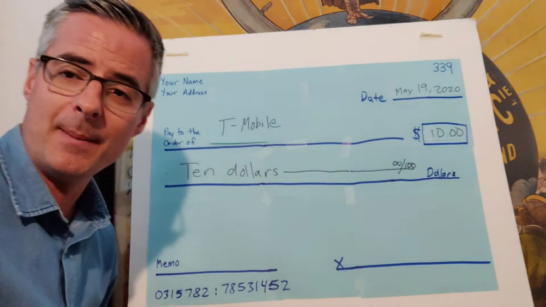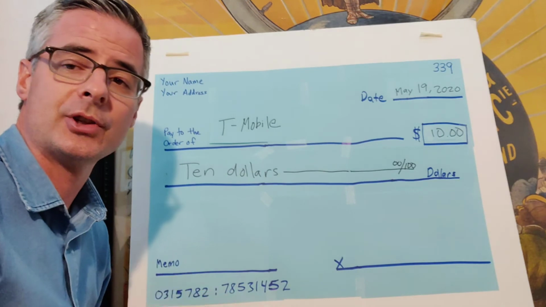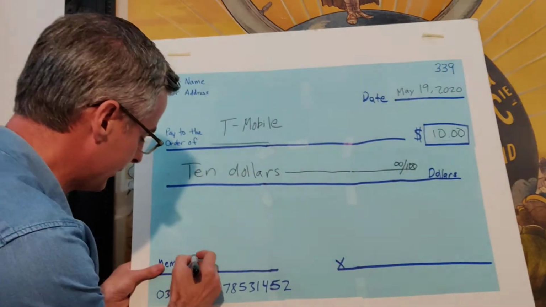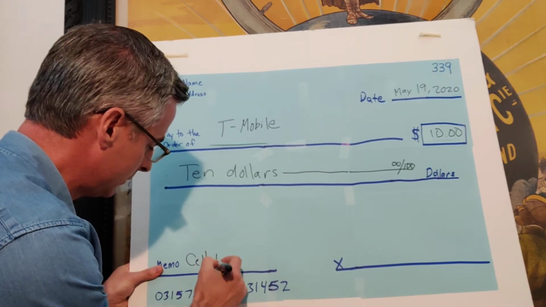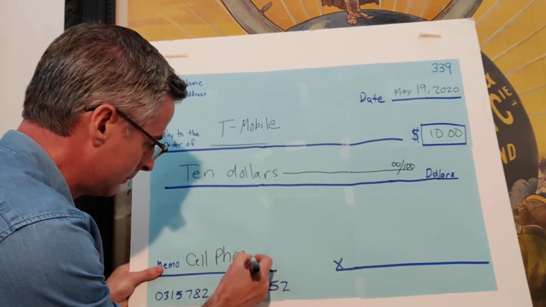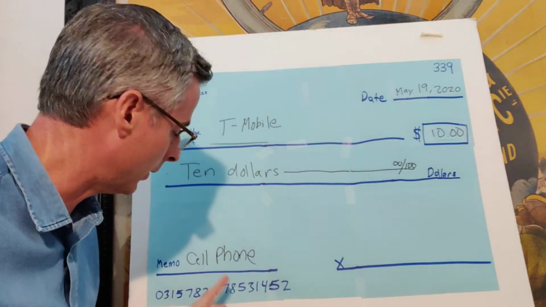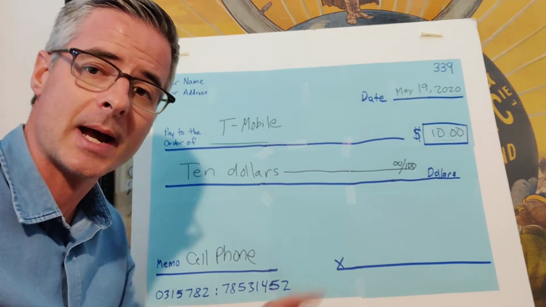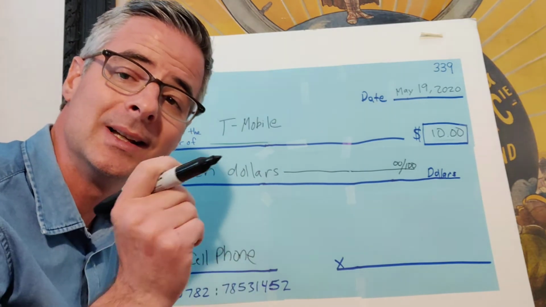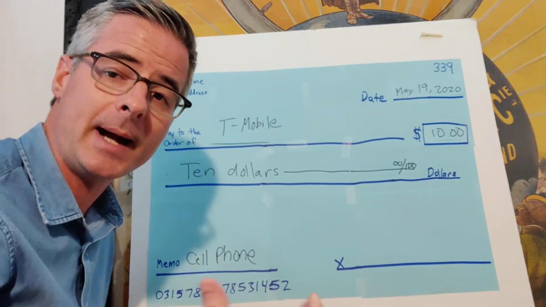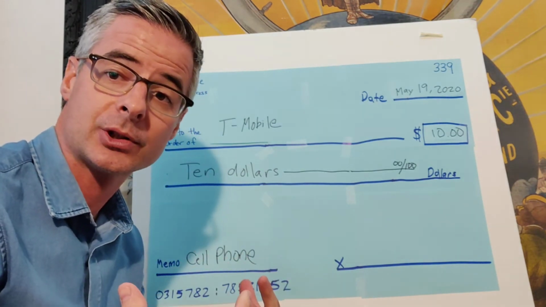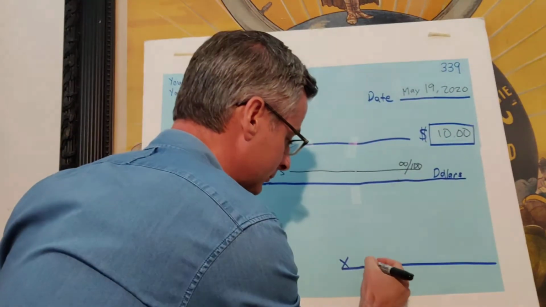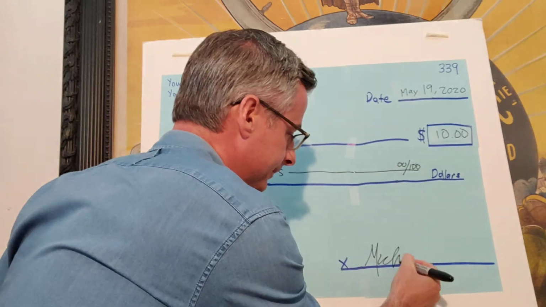You write it out just like that. Okay, so for the memo, remember, it's what the check is for. So it's for my cell phone bill. So I'm just going to write cell phone. Okay, so we know what it's for. And then the last thing we got to do, we got to sign our name. And you want to sign your full legal name, right? So my name is Michael Nash, okay? So I'm going to sign it as Michael Nash.